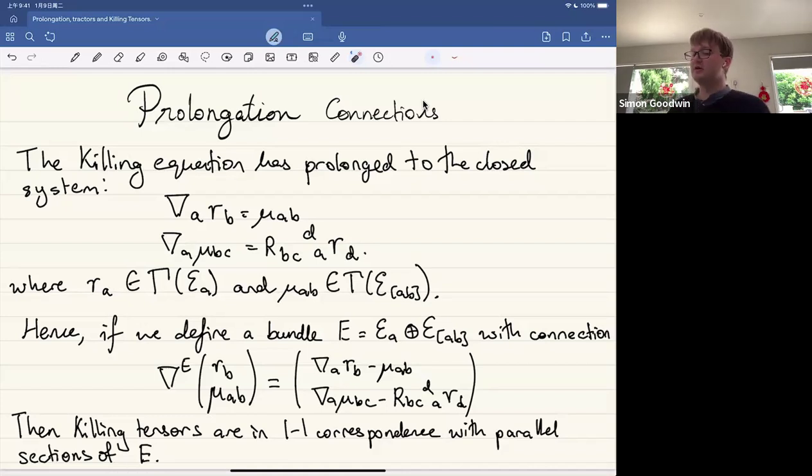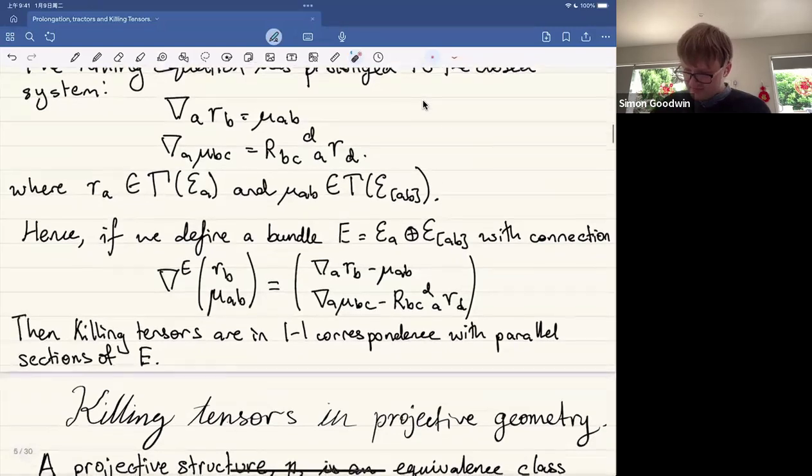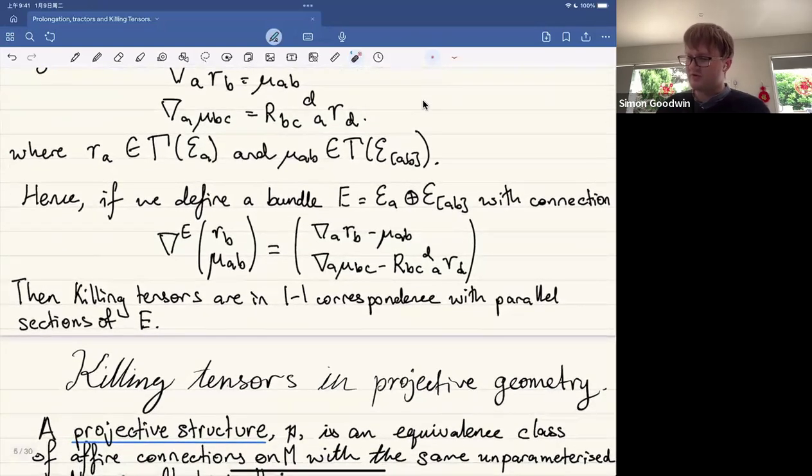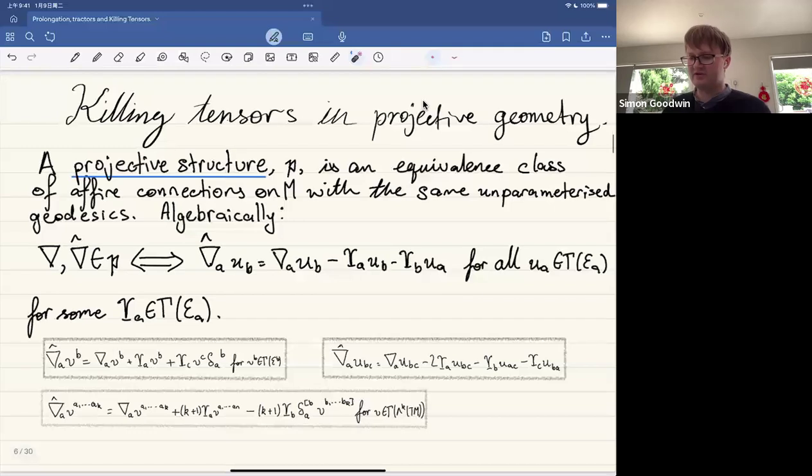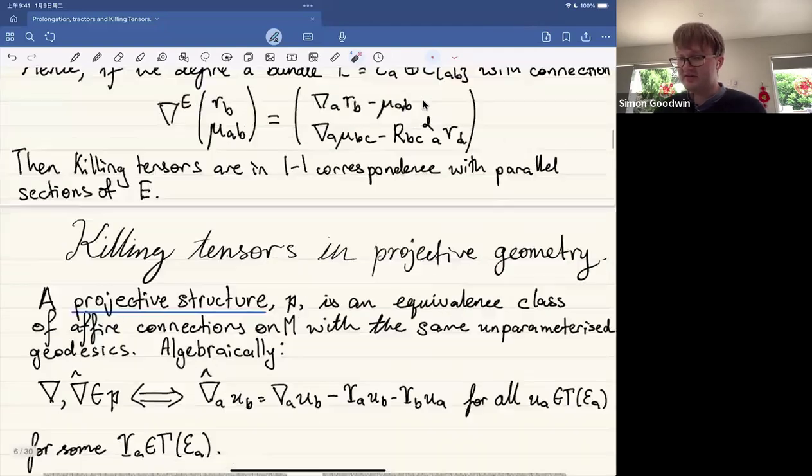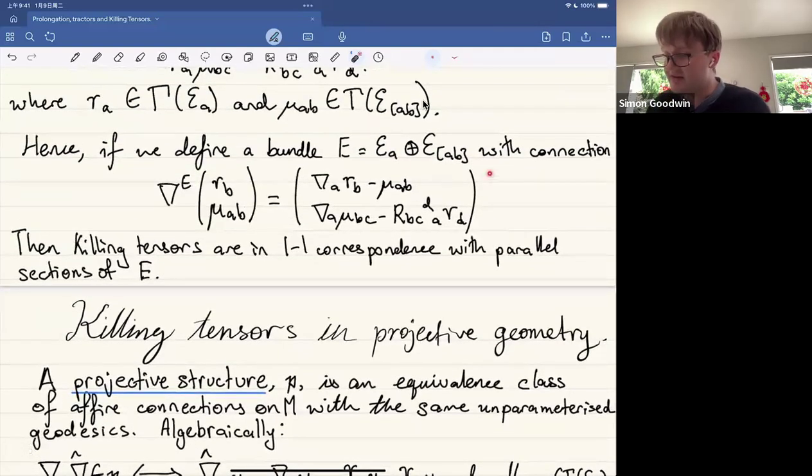And so this is a very nice way to understand these things. We can look at this bundle, we can look at its curvature, we can find parallel sections, and it's easier to work with. But there are some steps missing here, and one of those is that Killing tensors can be studied instead from projective geometry. As we're going to get to later, essentially Killing tensors are projectively invariant. And instead of writing out our prolongation like this, we would much rather write it out in a projectively invariant way. So let's see how to do that.